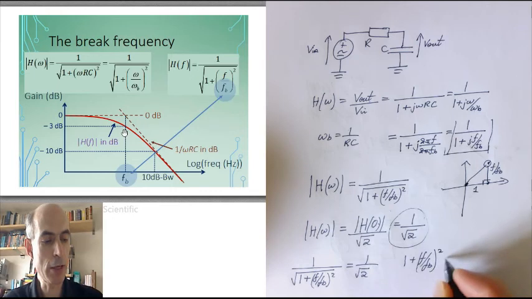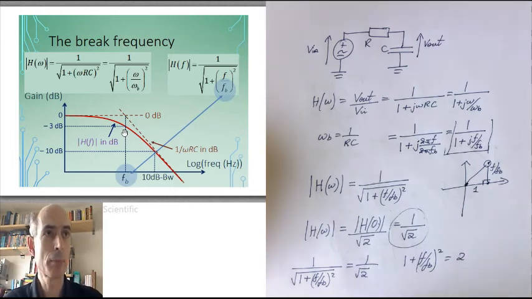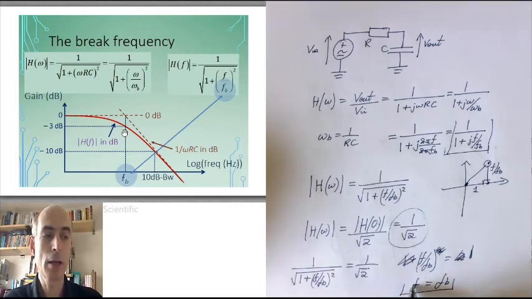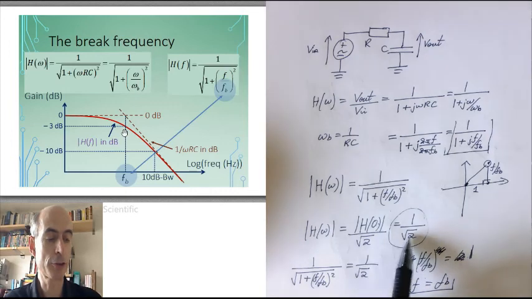And by examining that formula, it's hopefully fairly clear that 1 plus f over fb all squared must be equal to 2. In other words, f over fb squared must be equal to 1. Take the square root of both sides, and we just get f over fb must be equal to 1. In other words, f equals fb. That's the frequency at which the gain has dropped by a factor of √2.